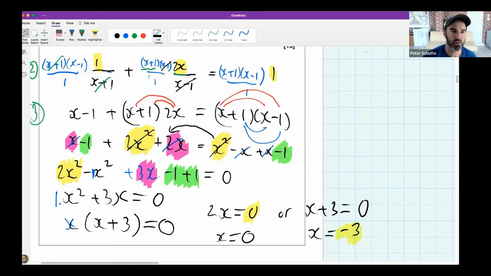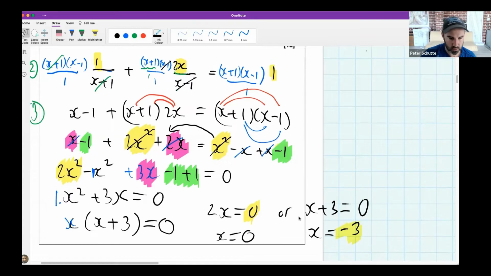Elspeth, I'll let you ask your question. Yeah. So for the last question where you have x is equal to 0 or x is equal to minus 3, I'm a little bit confused because I understand how you got x is equal to minus 3, but how did you get x is equal to 0? Because wouldn't that be disregarding the other x?